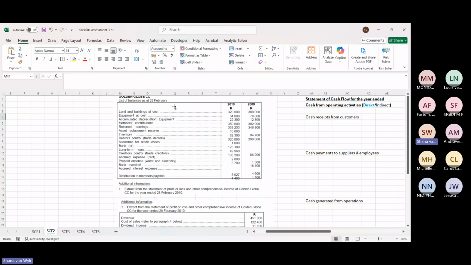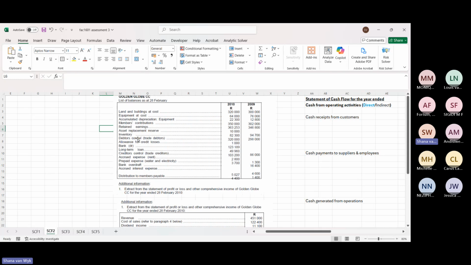Okay, so we start from here. Land, equipment, accumulated depreciation, members' retained earnings, asset, inventory. Asset replacement reserves, that is basically depreciation. You can think of it like that. Inventory: trade receivables is only to do with your sales. It's on your expense side, we're not buying anything.